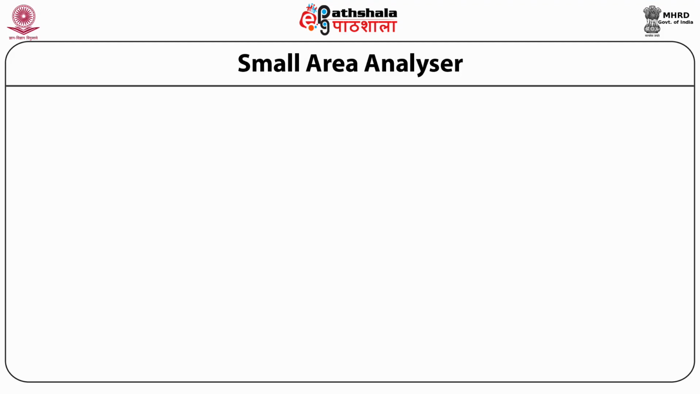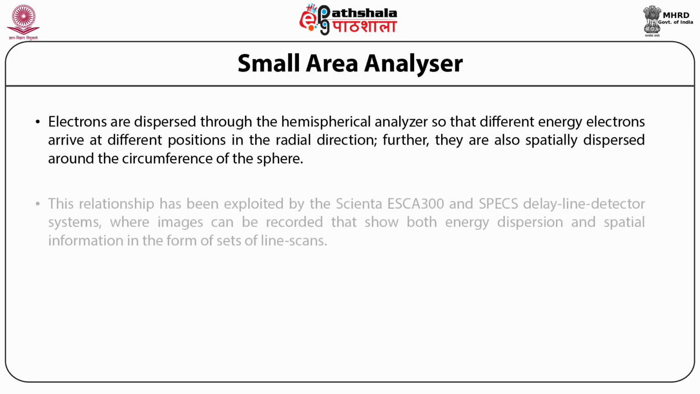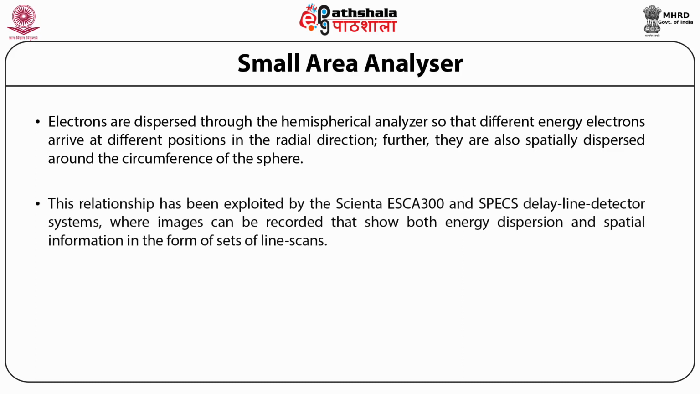In the small area analyzer, electrons are dispersed through the hemispherical analyzer so that different energy electrons arrive at different positions in the radial direction. Further, they are also spatially dispersed around the circumference of the sphere. This relationship has been exploited by the Scienta ESCA 300 and SPECS's delay line detector system, where images can be recorded that show both energy dispersion and spatial information in the form of sets of line scans.